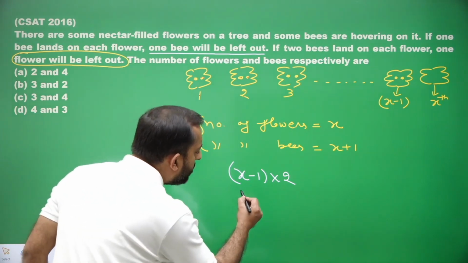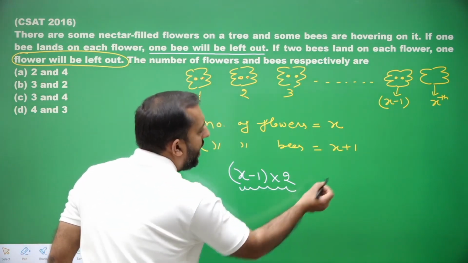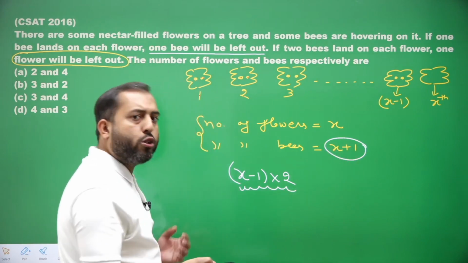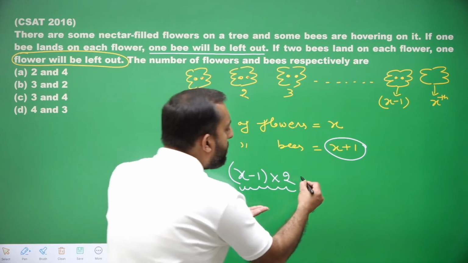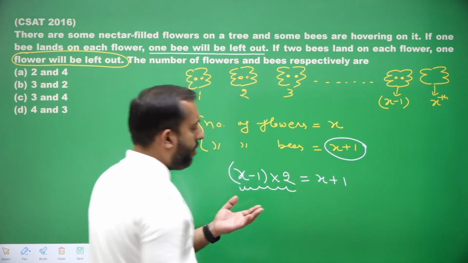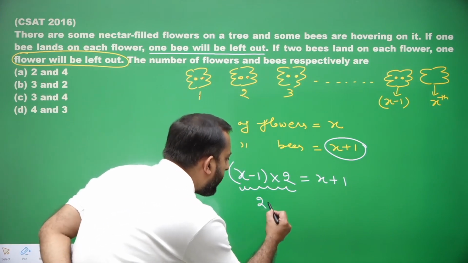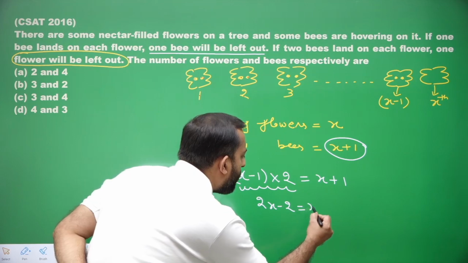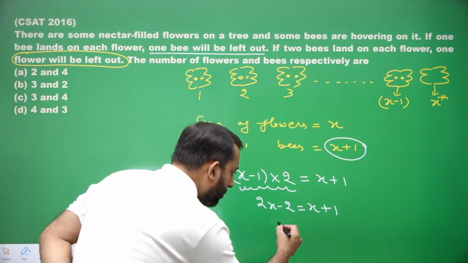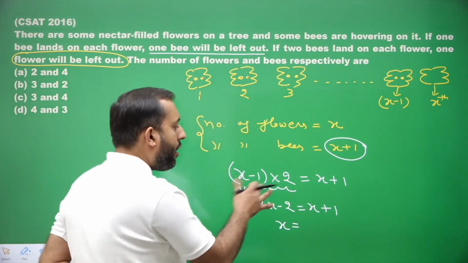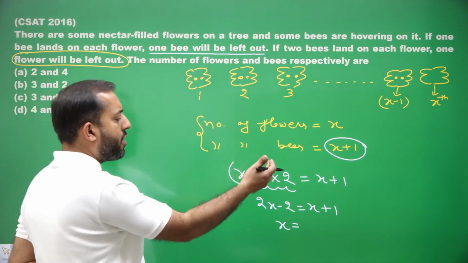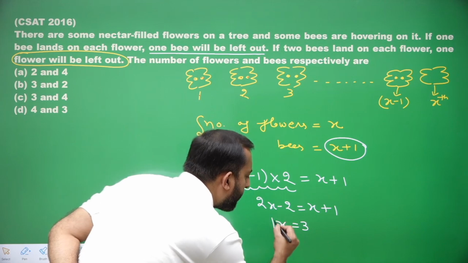What is this now? This is the total number of bees. And what is this? This is also the total number of bees. So both of them must be equal. Now let's solve this. So 2x minus 2 is equal to x plus 1. Keeping x on one side and the constant on the other side, x comes out to be equal to 3.